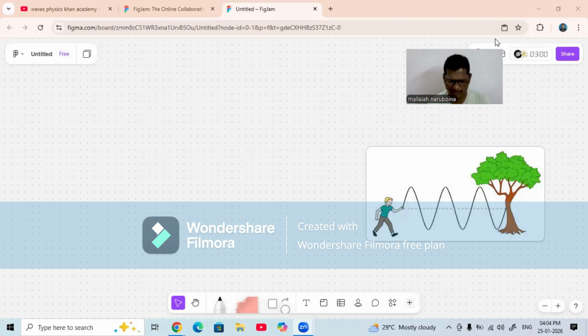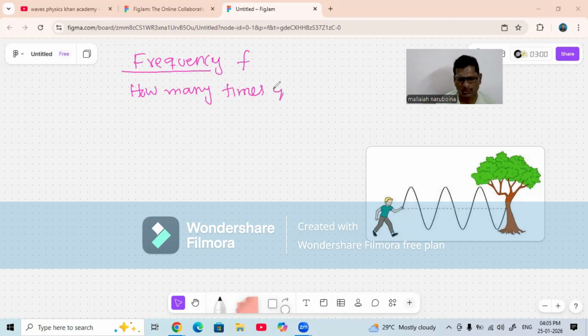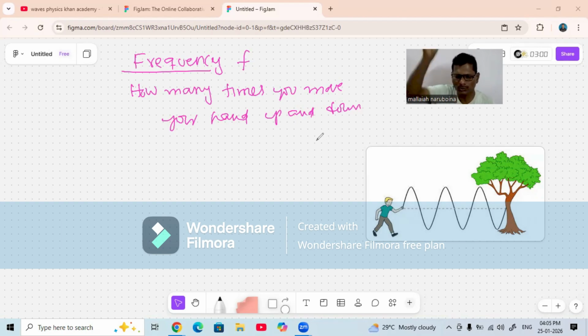Next, frequency. It is denoted by the letter f, small f. How many times you move your hand up and down, that is frequency, right? In our simple language, how many times you move your hand up and down, that is frequency. The unit is cycles per second.